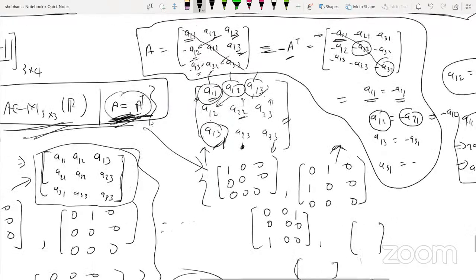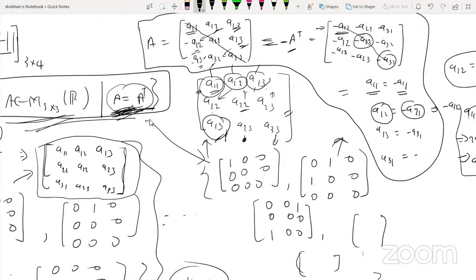I'm sorry, I didn't understand it. That's why I was asking you. The basis would be the same or different? Then the basis will be different, right? From the previous one.